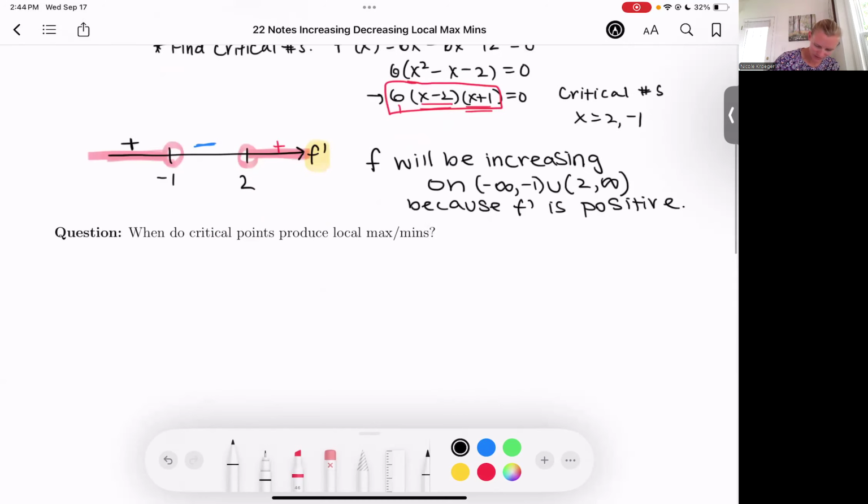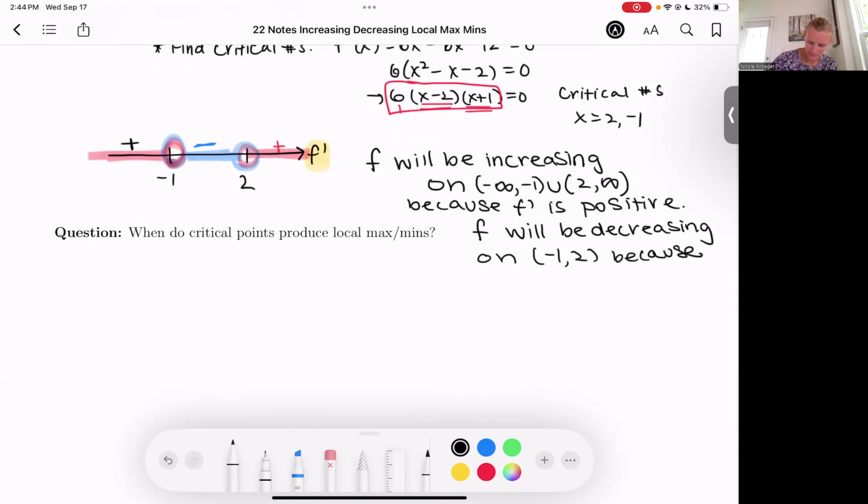And then f will be decreasing everywhere else. Well, not everywhere else. In between here. I say not everywhere else because it's not going to be decreasing at those endpoints again. So it's decreasing from -1 to 2, not including -1 or 2. So decreasing on the interval from -1 to 2 because the derivative is less than 0 there.